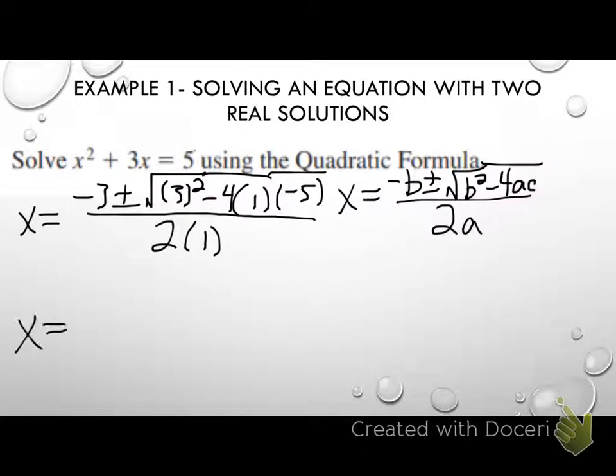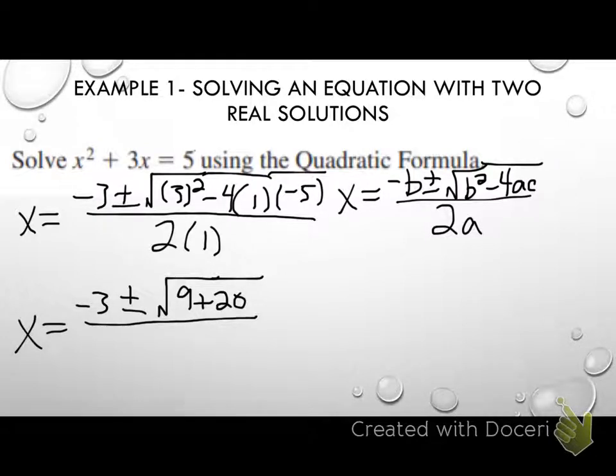So x equals -3 plus or minus. What's 3 squared? 9. What's -4 times 1? -4, and then -4 times -5. 20. Positive 20, right? So that just turns into plus 20. Did I skip too many steps, or are we okay with that? And what's 2 times 1? 2. Questions there?